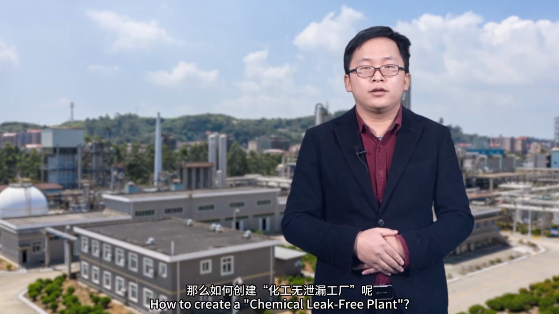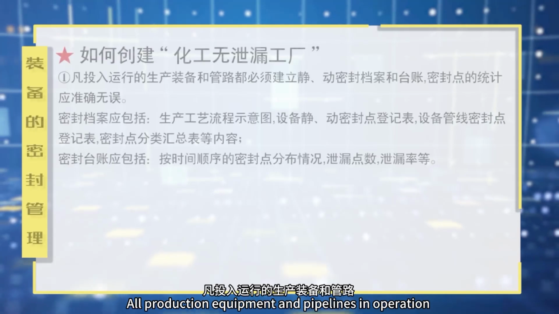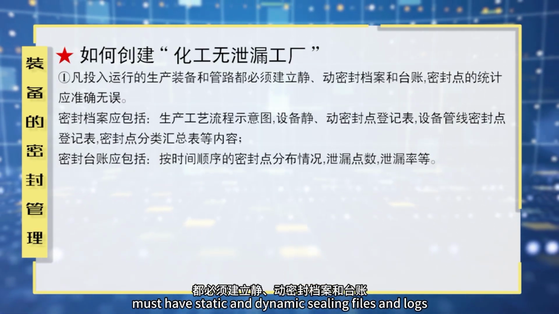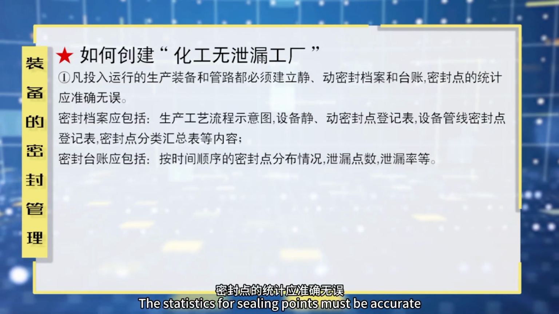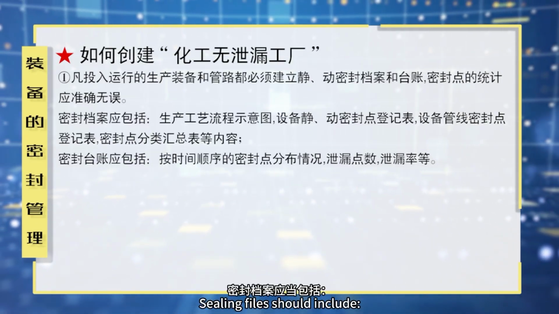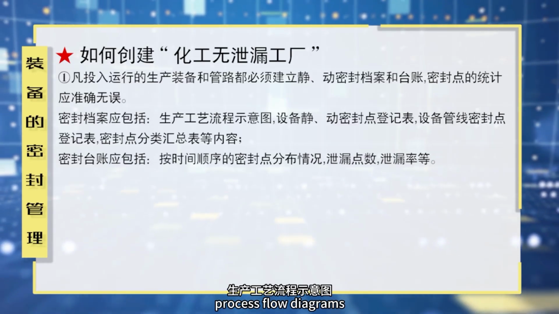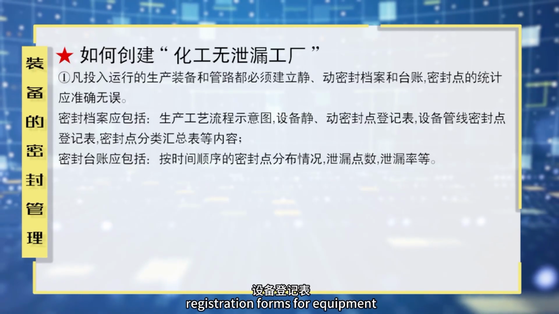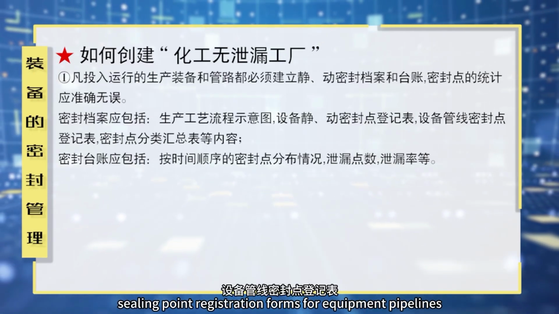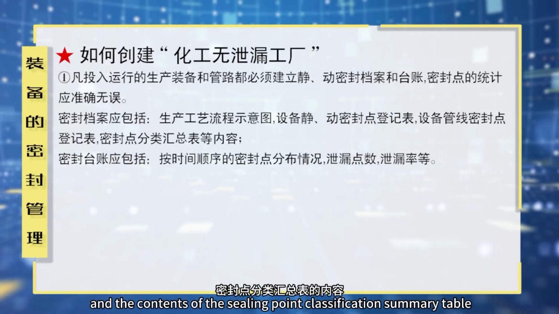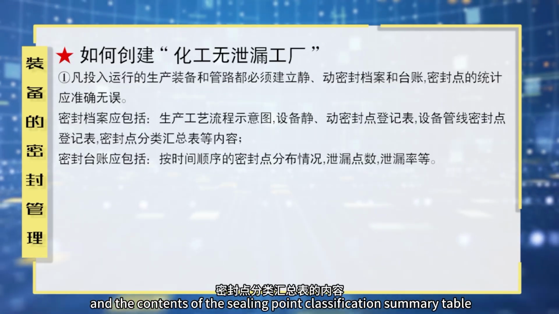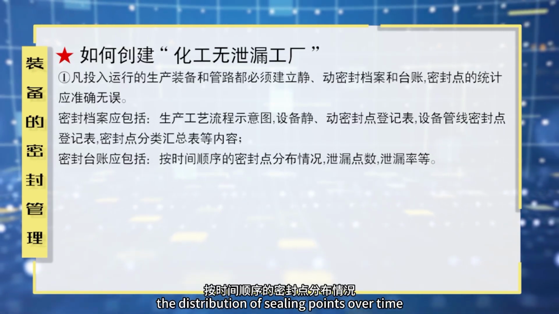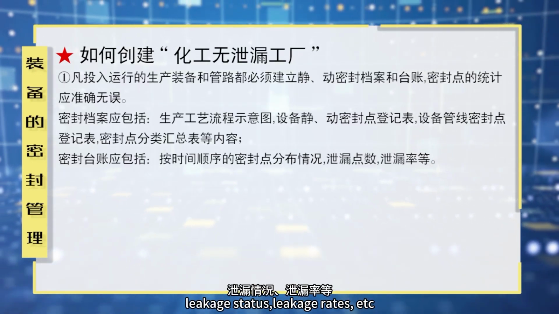How to create a chemical leak-free plant. All production equipment and pipelines in operation must have static and dynamic sealing files and logs. The statistics for sealing points must be accurate. Sealing files should include process flow diagrams, static and dynamic sealing point registration forms for equipment, sealing point registration forms for equipment pipelines, and the contents of the sealing point classification summary table. Sealing logs should include the distribution of sealing points over time, leakage status, leakage rates, etc.